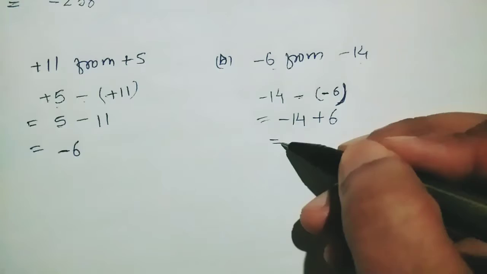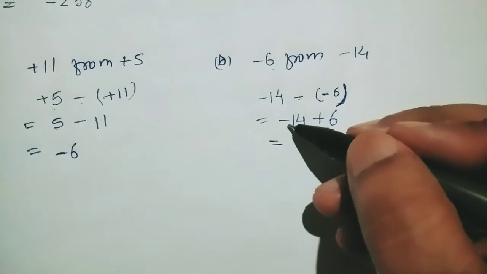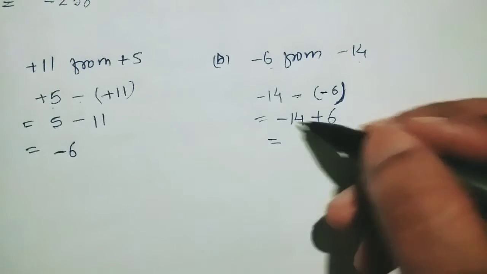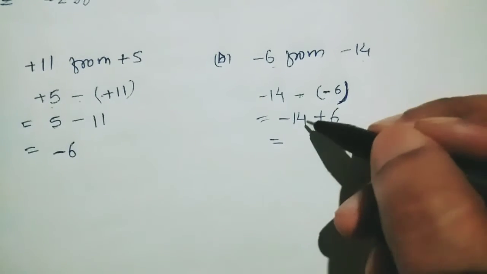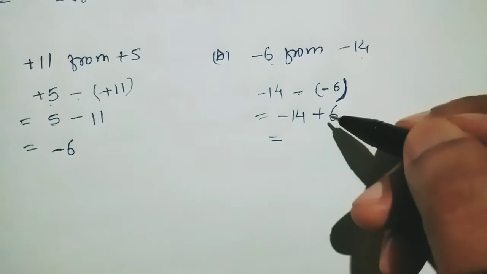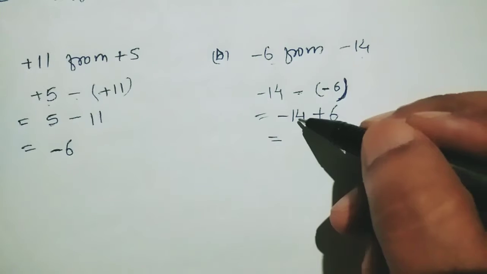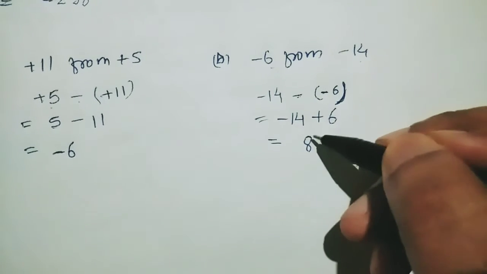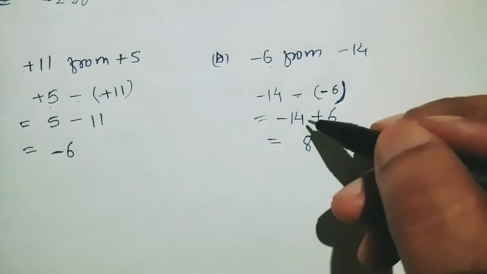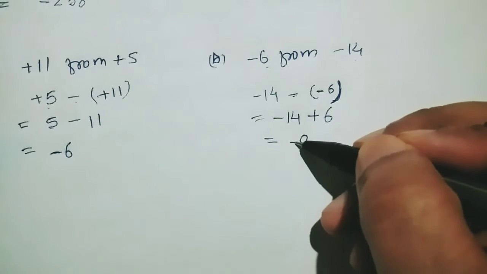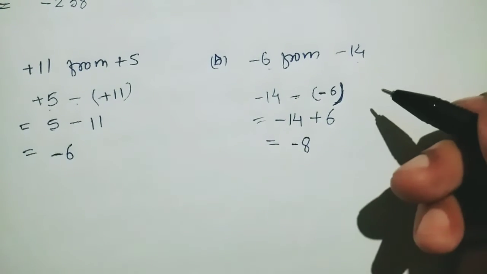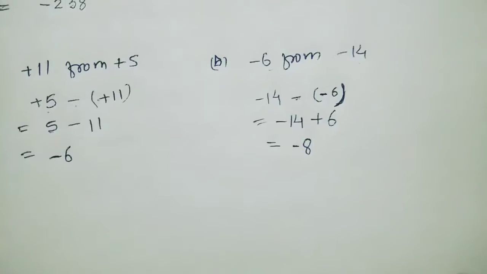Okay. Now here one minus sign is there and one plus sign is there. That means they have the opposite sign. So you have to minus it. So whenever you see minus and plus, then you have to do the minus always. Okay. Then 14 minus 6 is what? 8. Now which sign will be here? The sign of the greater number. So 14 is the greater number, so sign is minus. So here also sign is minus. In this way you have to do. Okay, this is the answer.